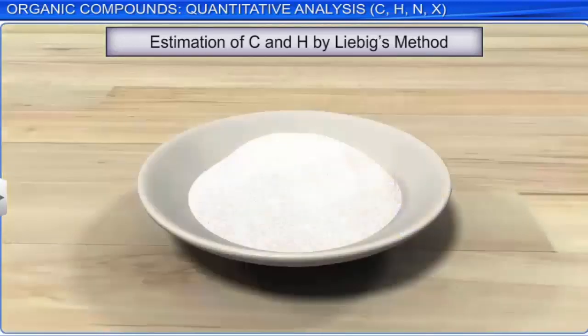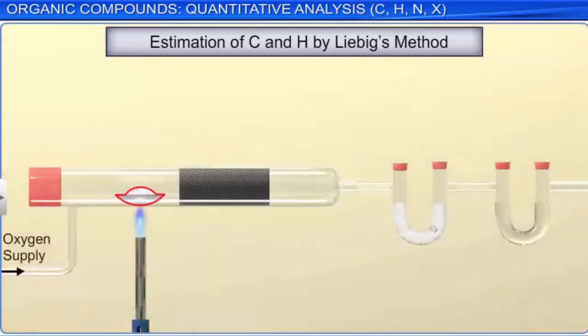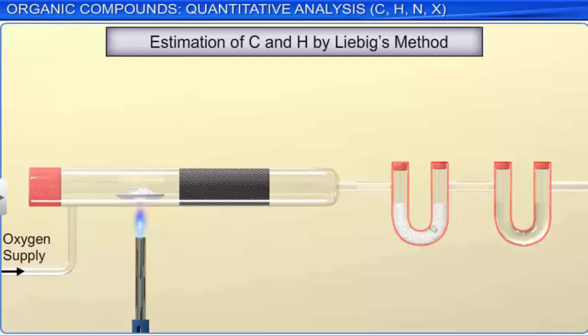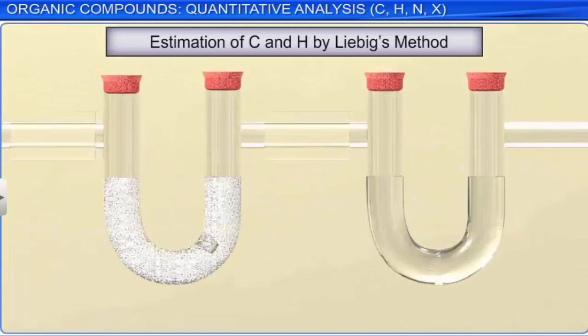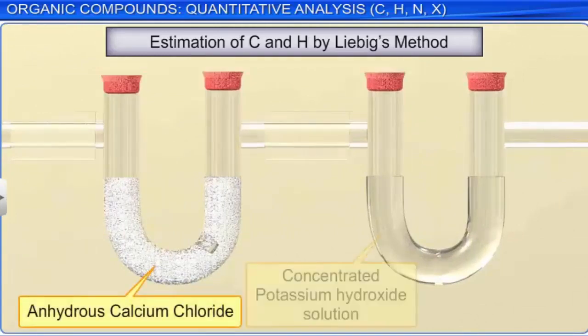In this method, a known quantity of the organic compound is placed in the platinum or porcelain boat. The boat is placed in the glass combustion tube packed with copper II oxide pellets. One end of the combustion tube is connected to the oxygen supply, and the other side is connected to the two U-shaped absorption tubes. One of the absorption tubes contains anhydrous calcium chloride, while the other contains concentrated potassium hydroxide solution.